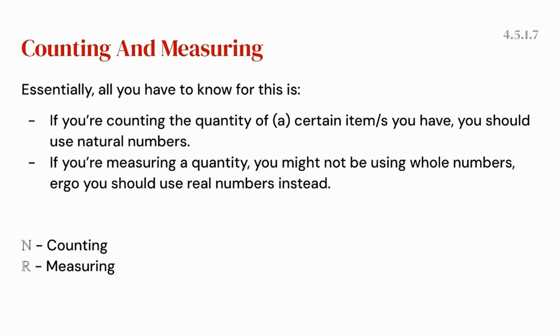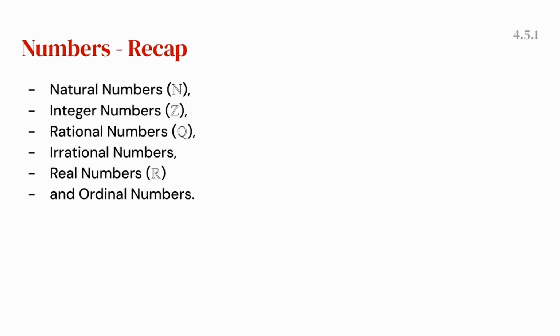So to just quickly recap, we have natural numbers, integer numbers, rational numbers, irrational numbers, real numbers, and ordinal numbers.